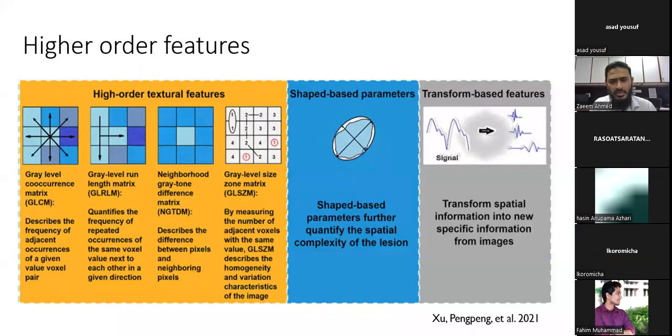And once you have these, you can translate them into shape-based parameters, or if we have a lot of image data sets and a lot of radiomic features, we can also translate them into signals.